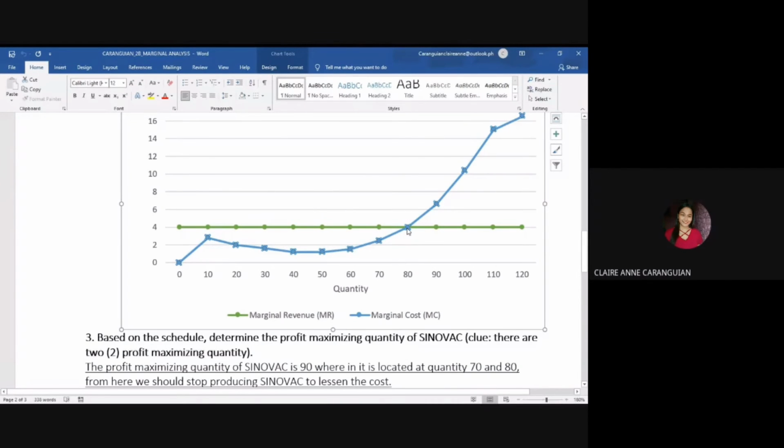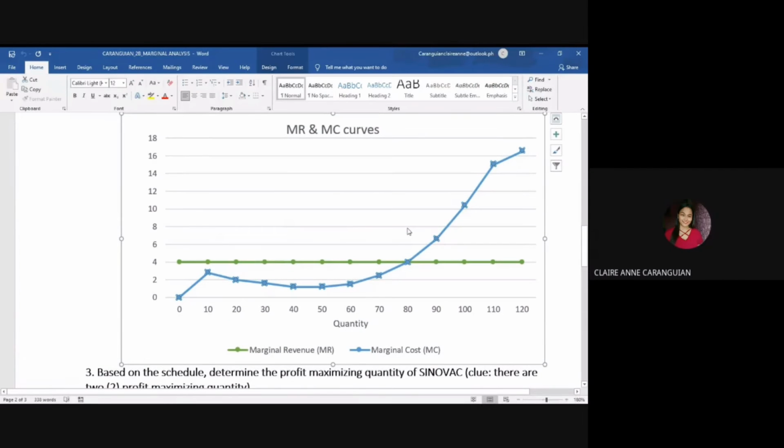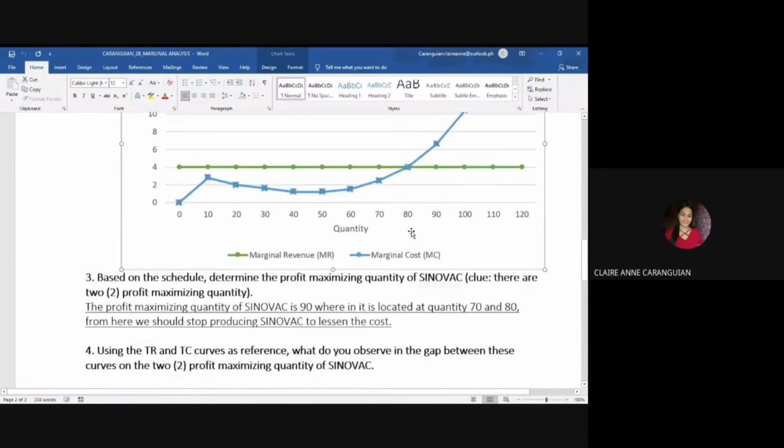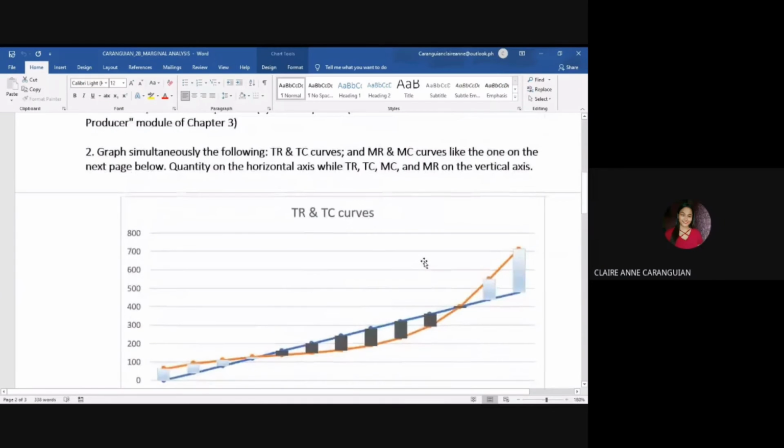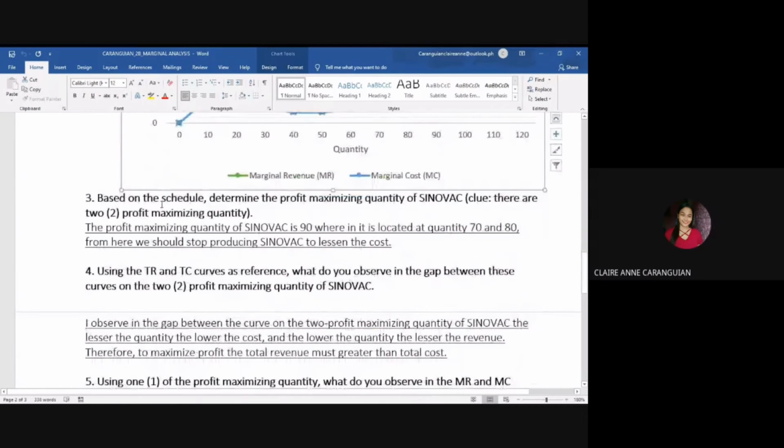So, quantity 80, nag-intersect yung marginal revenue tsaka marginal cost curves. So, doon na sila nag-intersect. Ibig sabihin, the company should stop the producing of Sinovac here in quantity 80 because it is the higher amount that they should manage. So, yun yung discussion ng charts.